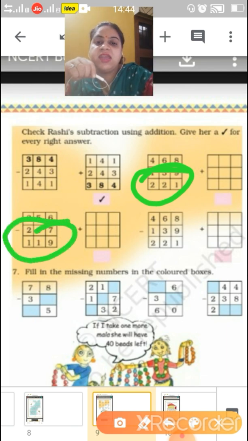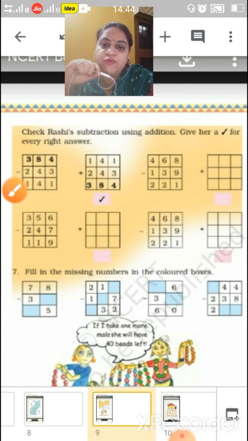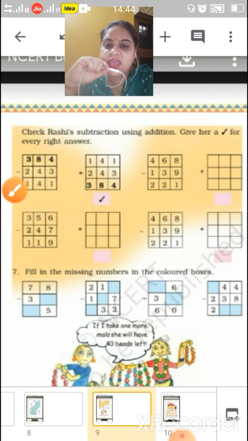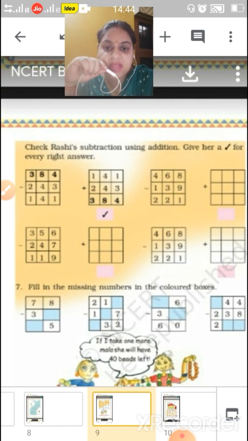For example, one more we can do, like 247 and 119, you will write here, you will add. Okay, 9 and 1, 10, 16. Okay, 6 and 4, 1, 5. Okay, that is 9, 10, 16, 4, 1, 5, and 3. So your answer is 356. In this you are getting the same answer.